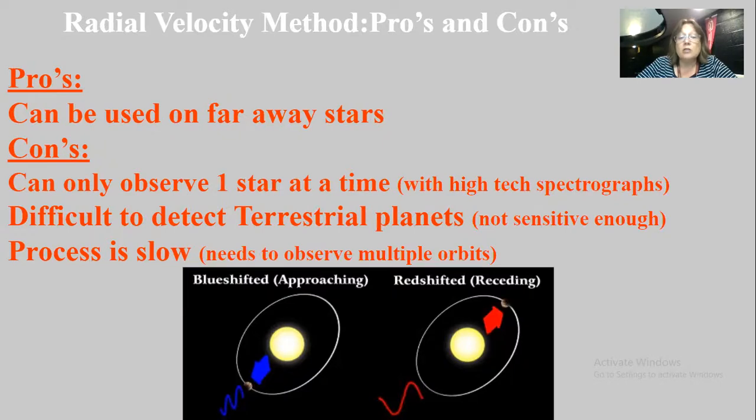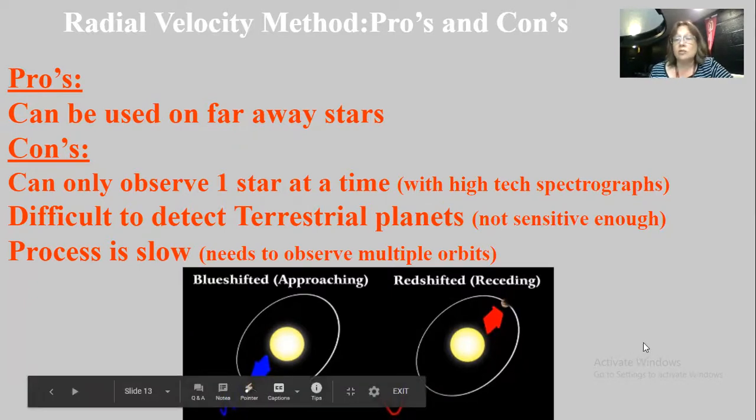So they aren't typically going to look for planets using the radial velocity method initially. They'll start with the astrometry method. It's difficult to detect terrestrial planets because terrestrial planets cause the star to wobble very little, so it's hard to pick up. And just like the other method, the process is slow. It needs to take multiple orbits before the scientists will announce, yes, I have found an exoplanet. So I hope that helps you in answering the questions of the lab related to the radial velocity method.